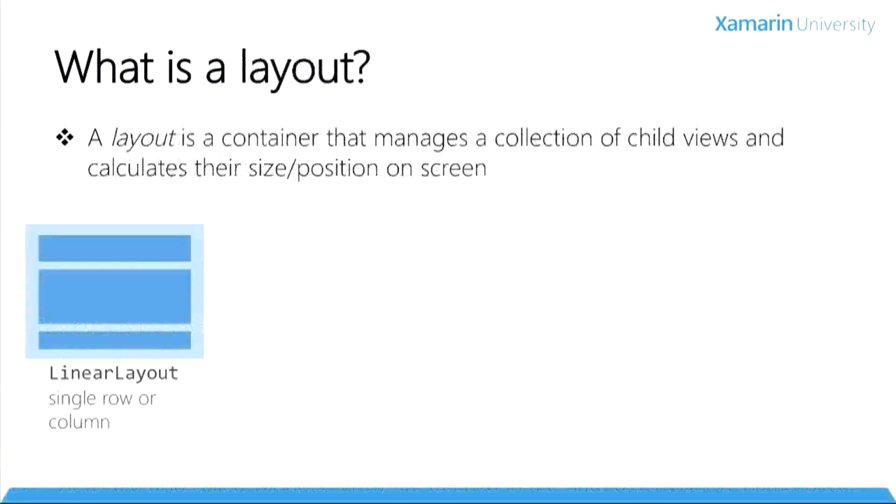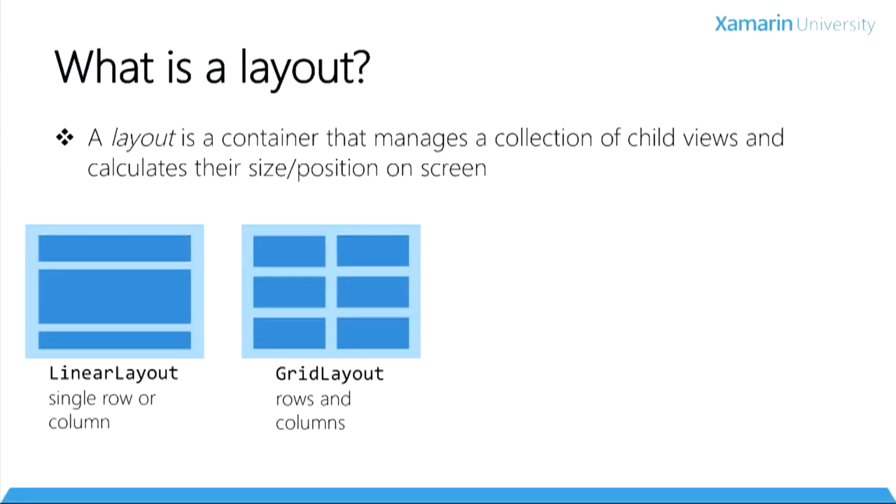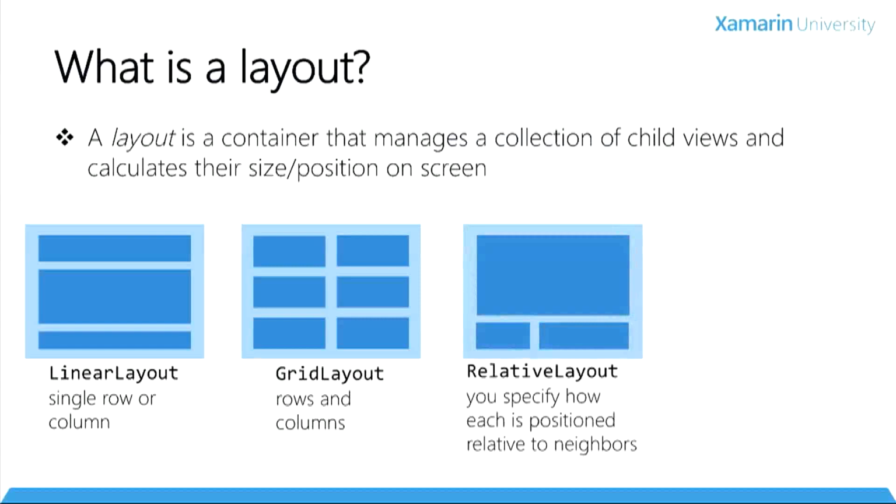Another pretty common panel is grid layout, which lets you define a bunch of rows and columns and then slot your children into whichever row and column, whichever cell you prefer. There's also relative layout, which is actually quite a powerful layout panel. You specify how each child should be arranged and sized relative to the other children already in the panel.